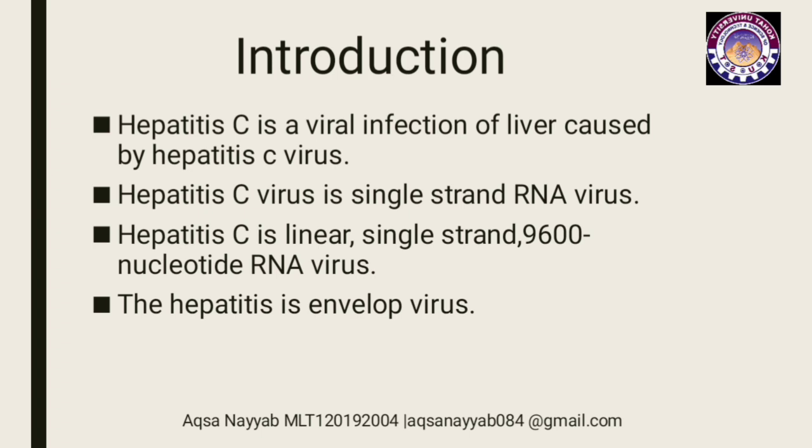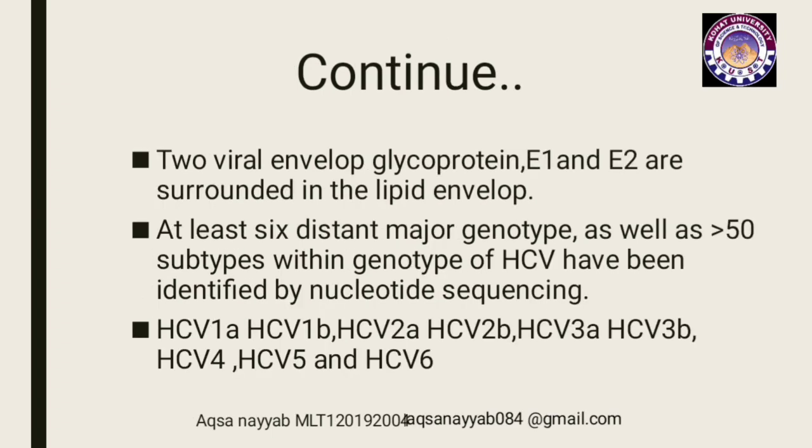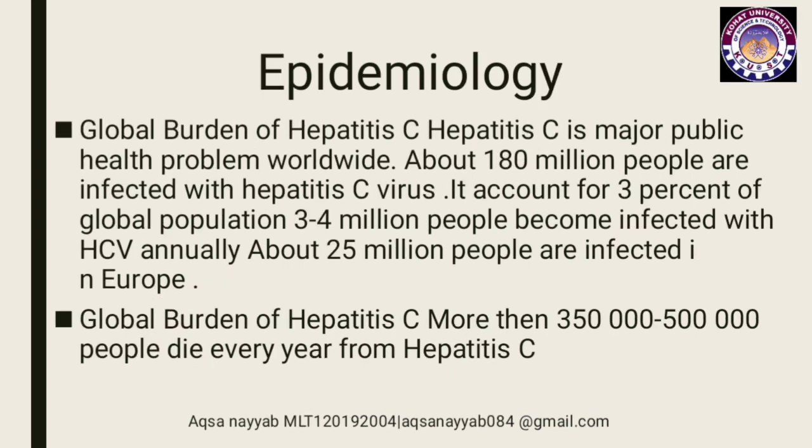The hepatitis C virus is an enveloped virus. Two viral envelope glycoproteins, E1 and E2, are surrounded in the lipid envelope. At least 6 distinct major genotypes as well as greater than 50 subtypes within genotypes of HCV have been identified by nucleotide sequence. Genotype means genetic makeup of an organism. HCV1A, HCV1B, HCV2A, HCV2B, HCV3A, HCV3B, HCV4, HCV5 and HCV6.